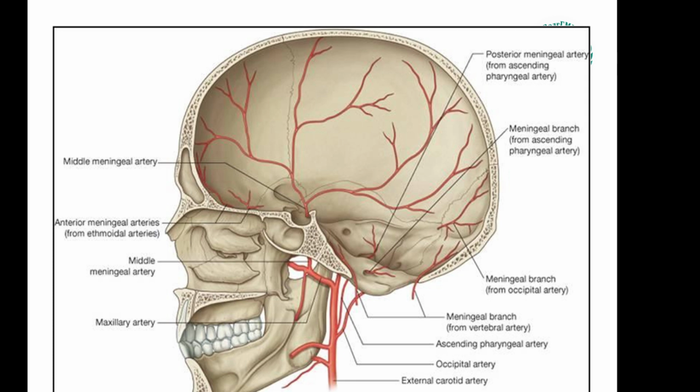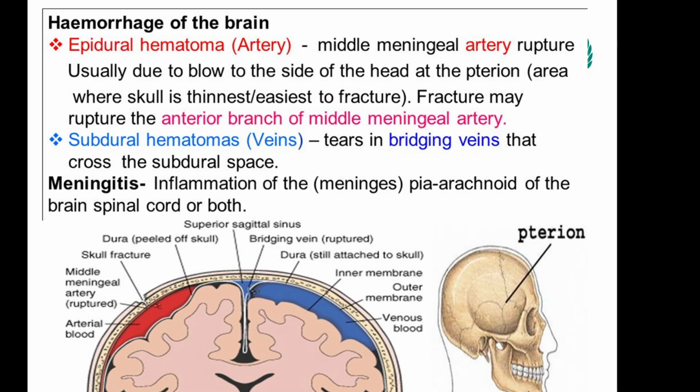We should know the emissary veins because they may be the pathways for the pus, which may spread and initiate the intracranial complications.